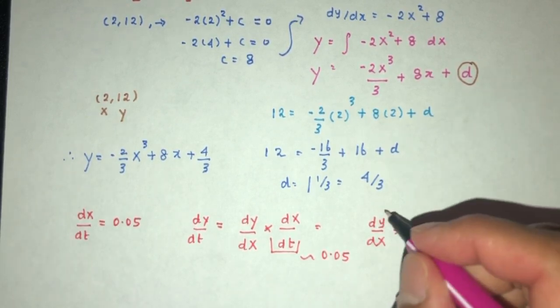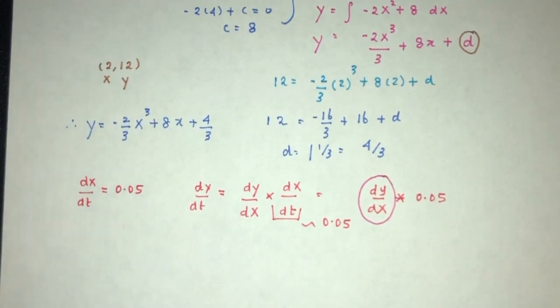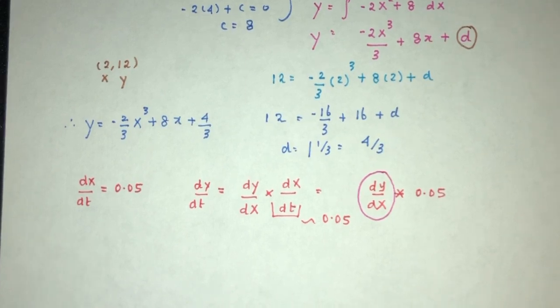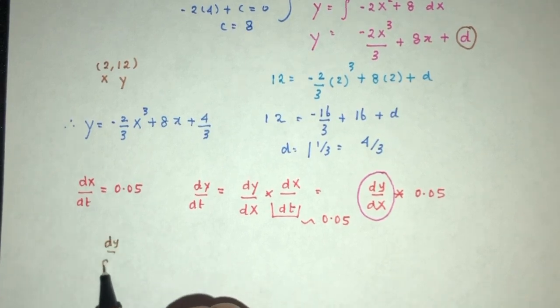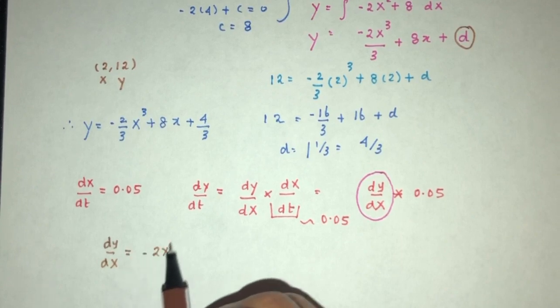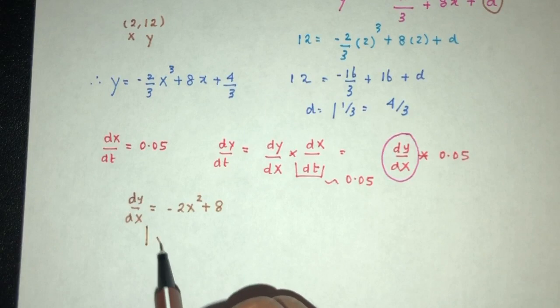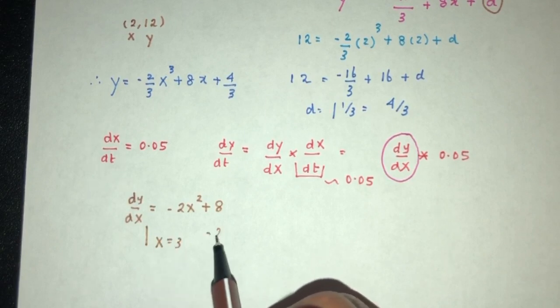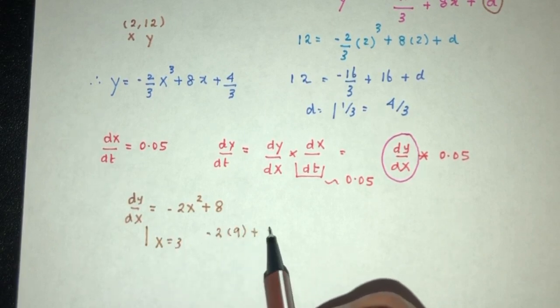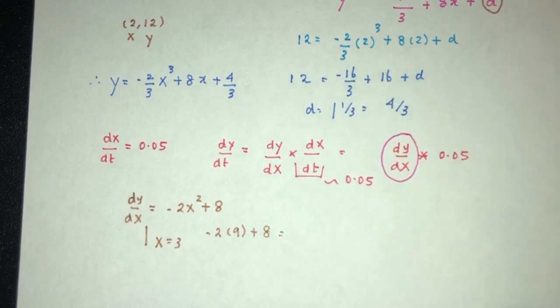So what is dy by dx? Okay, so we know from part 1 of your question, we have seen that dy by dx was found to be minus 2x squared plus 8, right? You can see here. Now it is at this point when x equals 3. So replace, what is the value of that when x equals 3? That should be minus 2 times 9 plus 8. Minus 2 times 9 plus 8, that should be minus 10.